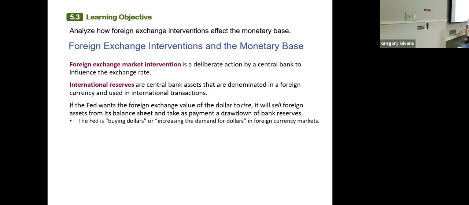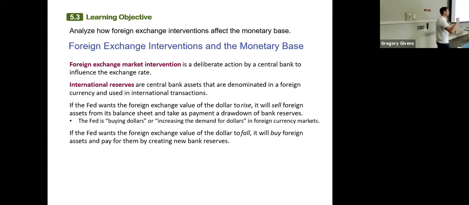Okay. Now, in practice, how does the Fed go about doing this? If it has international reserves on its balance sheet and it wants to sell off those reserves to some financial institution, some counterparty, what does the Fed accept as payment for those reserves? A drawdown of bank reserves that are going to be denominated in US dollars, right? Just like an open market sale of a treasury security, there's going to be a reduction in the asset side of its balance sheet and a corresponding reduction on the liability side of its balance sheet. US dollar denominated bank reserves would fall.